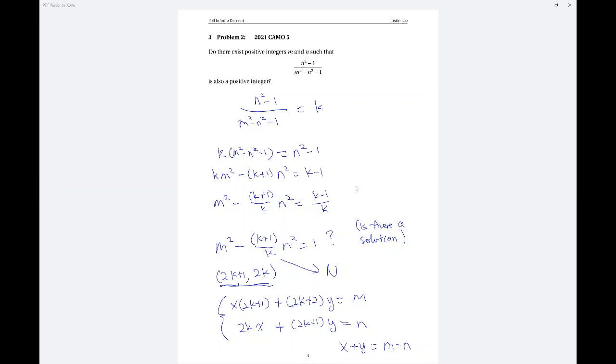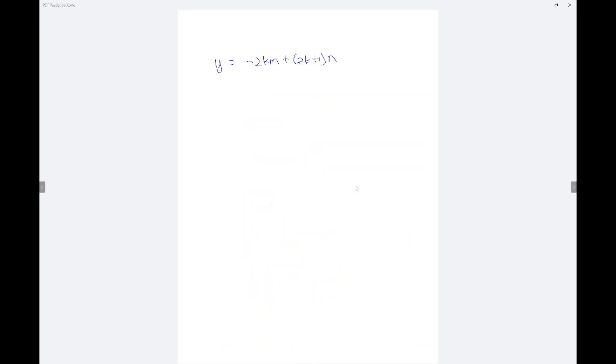What about x? x is equal to m minus n minus y. So m minus n minus y, 2k minus 2k plus, okay, yeah, (2k plus 1) m minus (2k plus 2) n, sorry. Okay, that's our solution. And now infinite descent needs to fail at some small value, some small point.